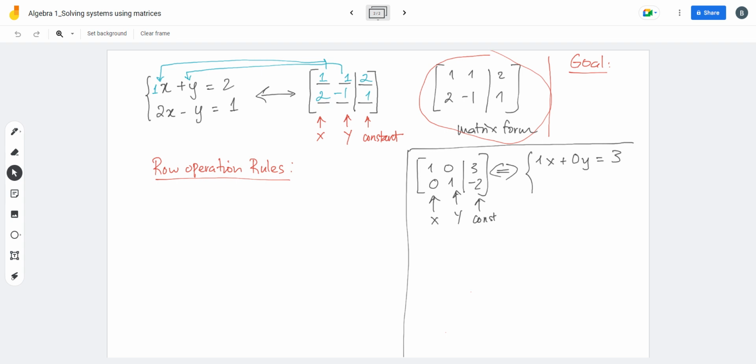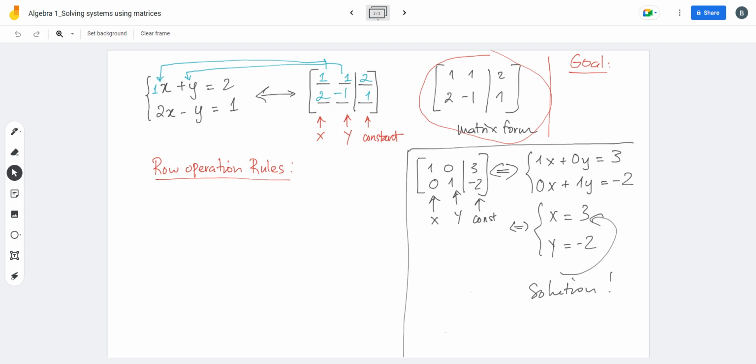The same thing here, as the second line, you would have 0x plus 1y equal to minus 2, right? In other words, you would have x equal to 3, y equal to minus 2, right? This is like the solution pair for this system.